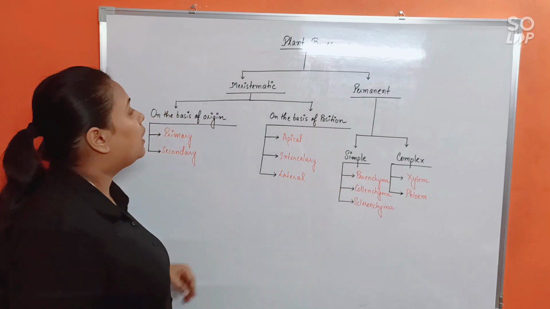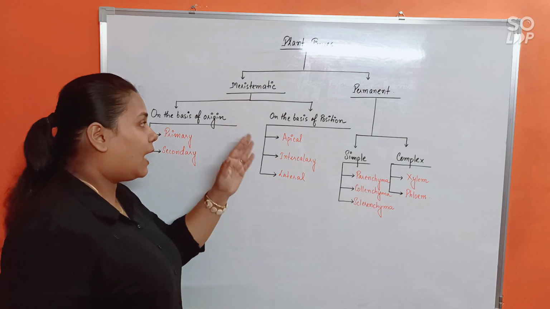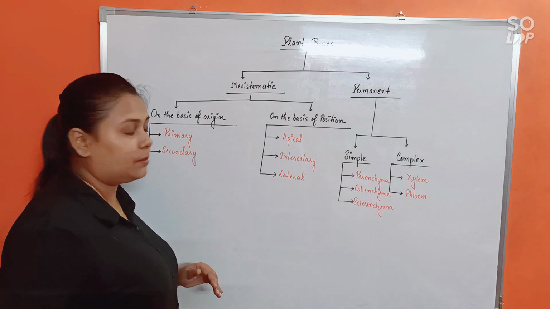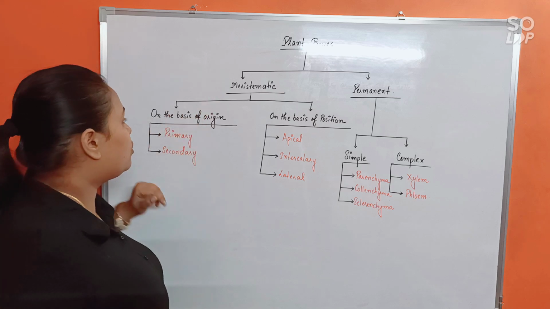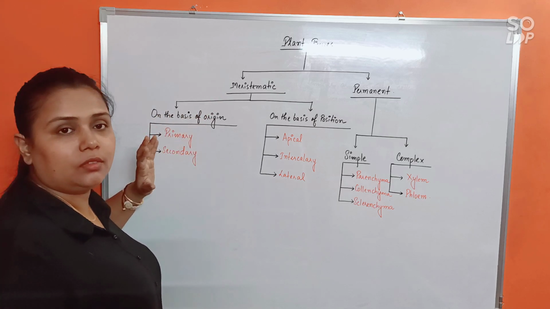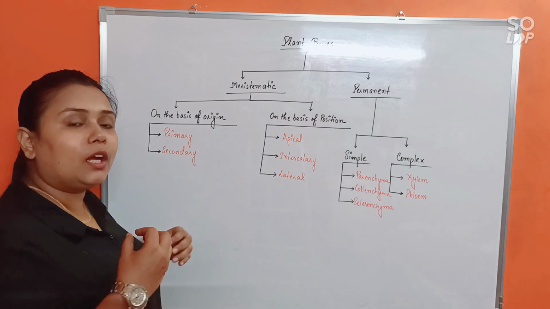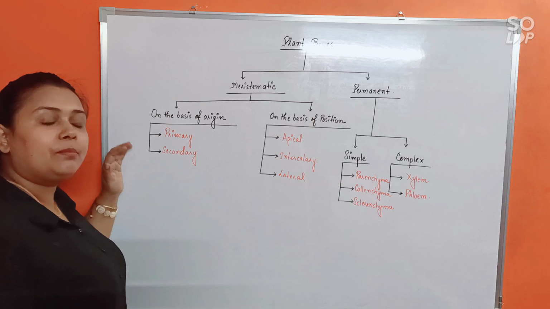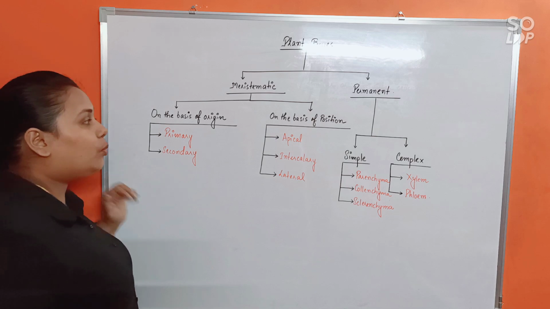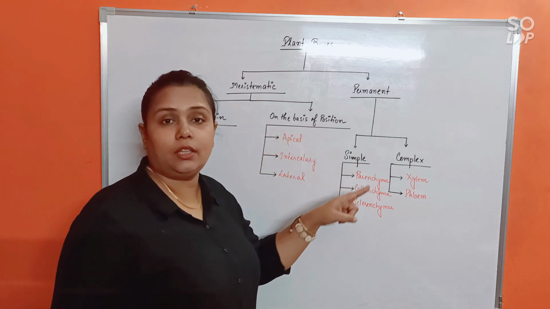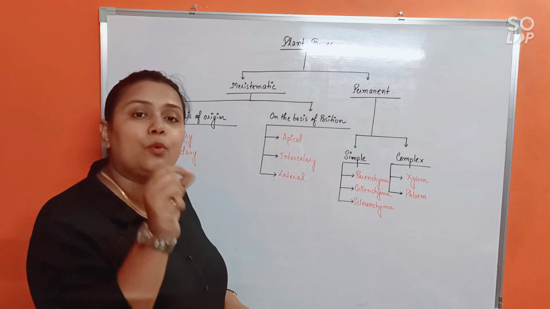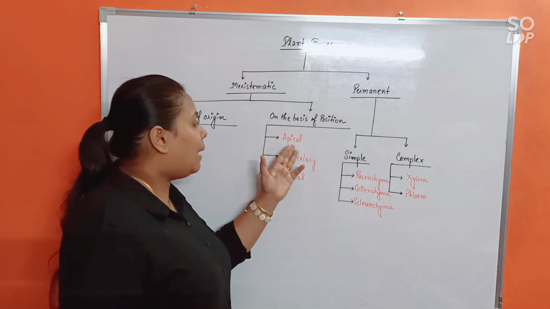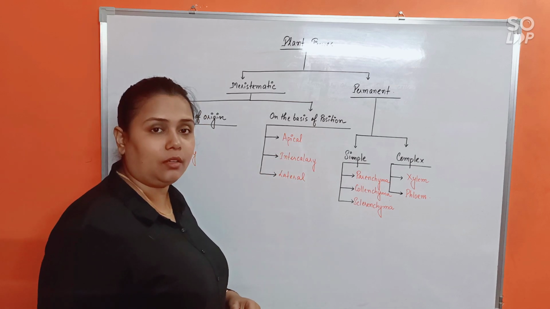Okay. Next, meristematic tissues can again be classified on the basis of two different criteria. On the basis of origin, that is, when exactly they arise or originate in the plant body, they can be of two types, primary and secondary. Likewise, on the basis of position, that means in which position in the plant body they are found, they can be of three types: apical, intercalary and lateral. Okay.